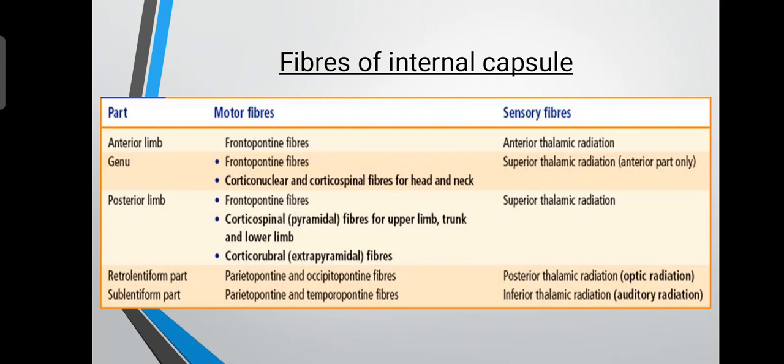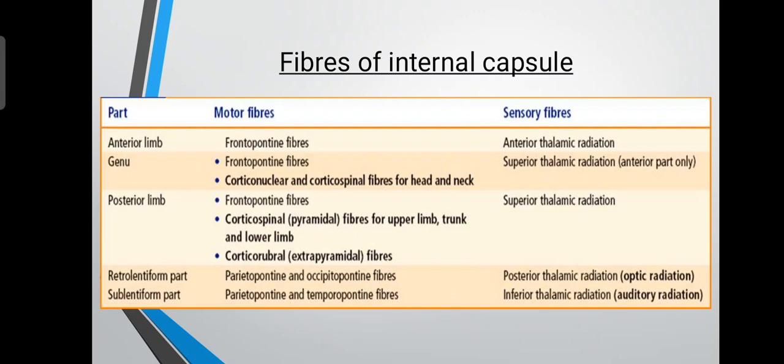Once again, the motor fiber passing through the anterior limb is the frontopontine, and the sensory fiber passing through the anterior limb is the anterior thalamic radiation. The fibers passing through the genu are frontopontine fibers, corticonuclear and corticospinal fibers for head and neck, and the superior thalamic radiation. The fibers passing through the posterior limb are frontopontine fibers, corticospinal fibers for upper limb, trunk and lower limb, corticorubral fibers, and the sensory fibers will be the superior thalamic radiation.